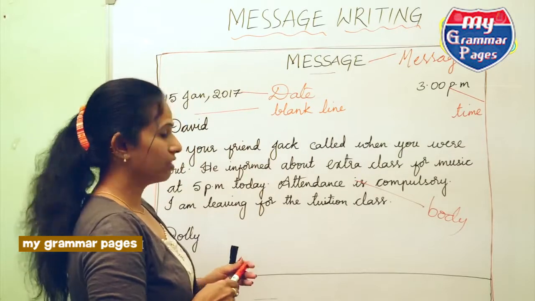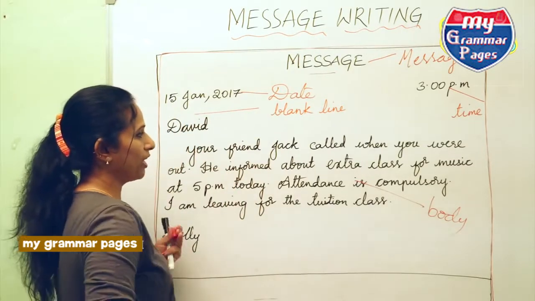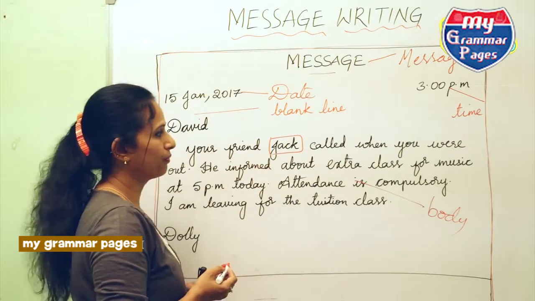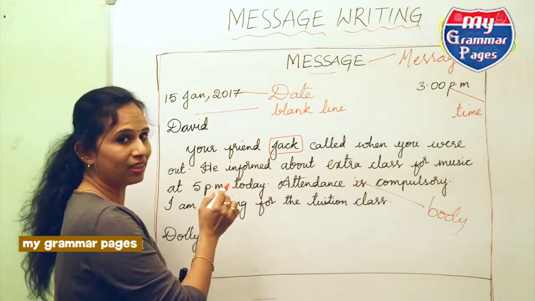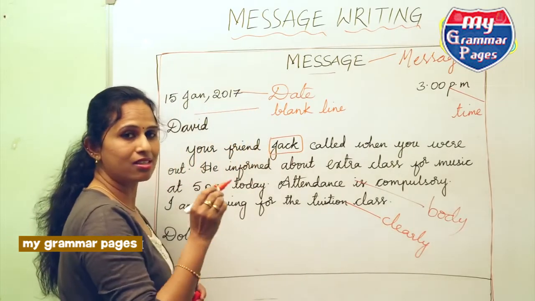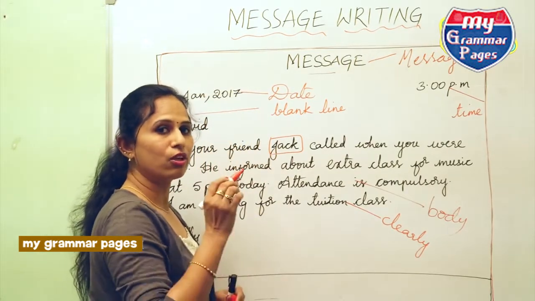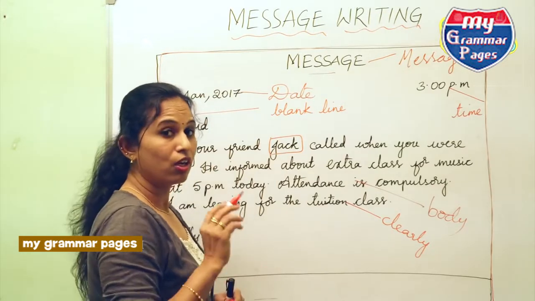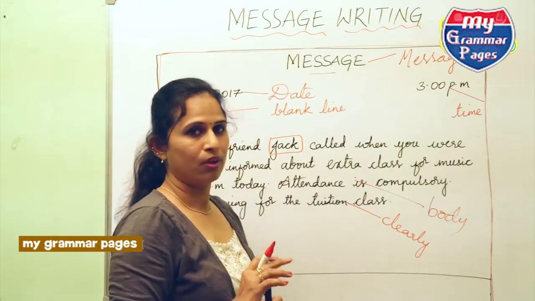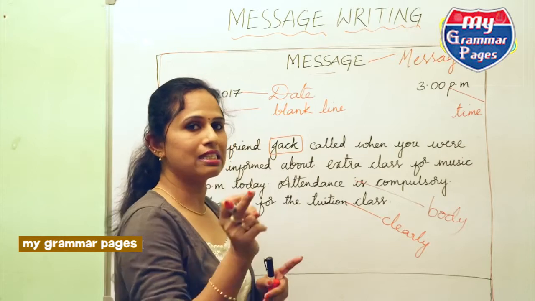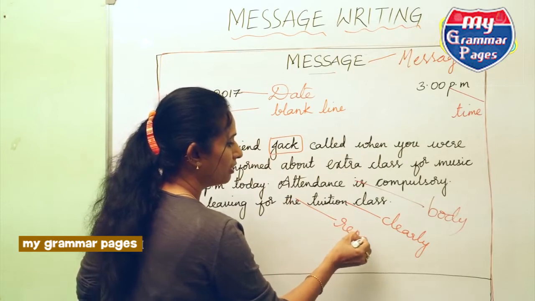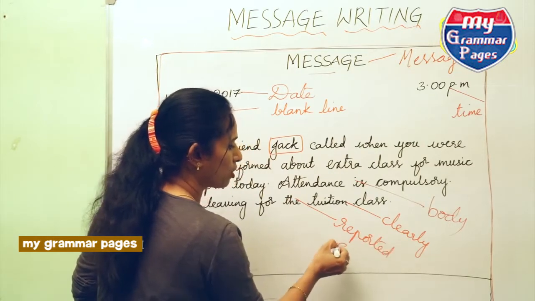Coming to the next part, this is the body, or you can call it the content. You are going to mention the name of the caller from whom you have received the message. After that, you have to write the message very clearly. In the sense, you have to present the exact information you have received from the telephonic conversation. You are not supposed to add any extra information of your own. Whatever the matter is present in the conversation, the same thing has to be written here. And one more thing, it has to be reported in reported speech only.